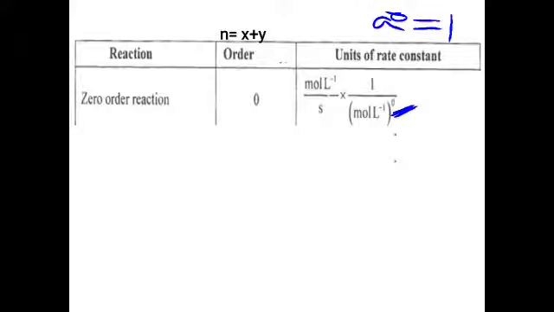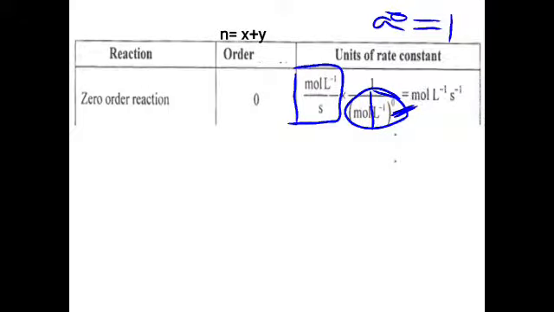Like a to the power 0 is equal to 1. So this whole thing will become 1. So here we don't have anything. What is left out now? We are left with mole per liter per second. That will be the unit for zero order reaction. So the unit for a zero order reaction is mole per liter per second, or you can write it as second inverse.